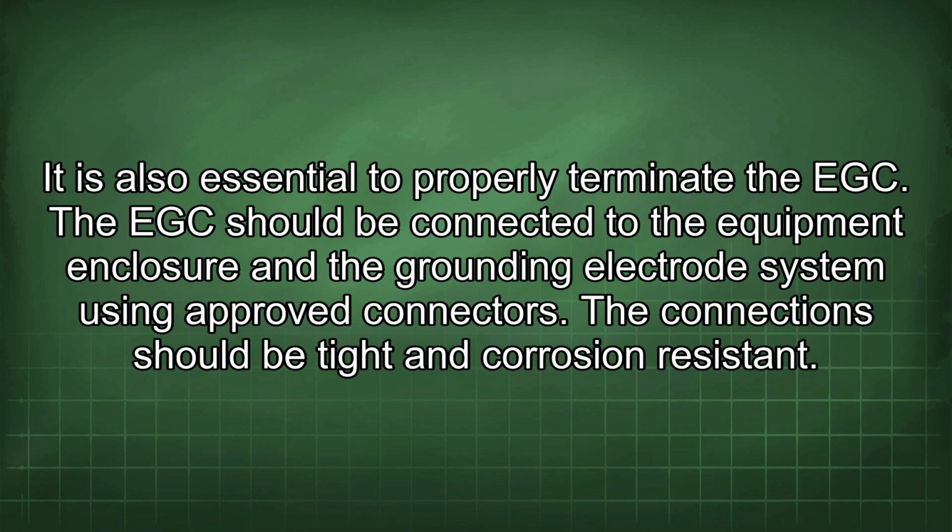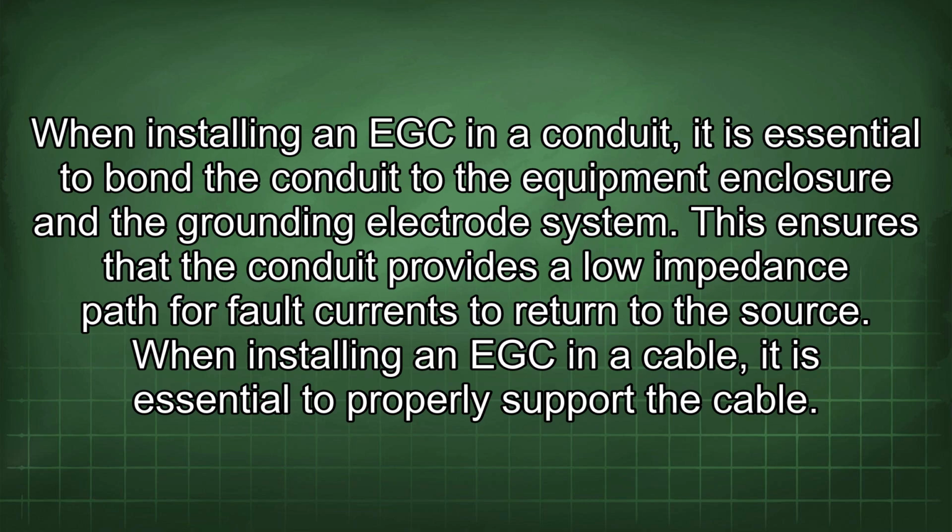The EGC should be connected to the equipment enclosure and the grounding electrode system using approved connectors. The connections should be tight and corrosion resistant. When installing an EGC in a conduit, it is essential to bond the conduit to the equipment enclosure and the grounding electrode system. This ensures that the conduit provides a low impedance path for fault currents to return to the source. When installing an EGC in a cable, it is essential to properly support the cable.